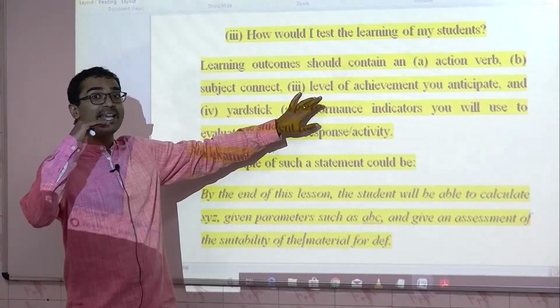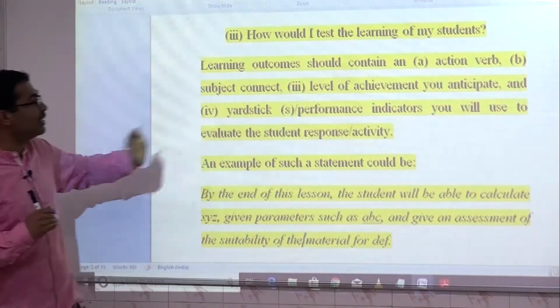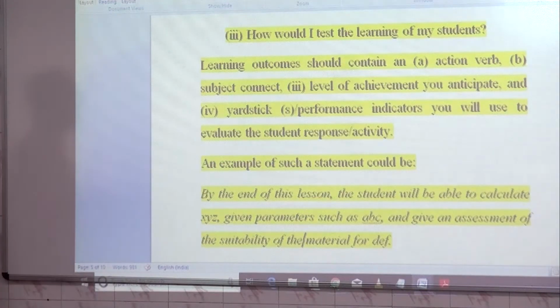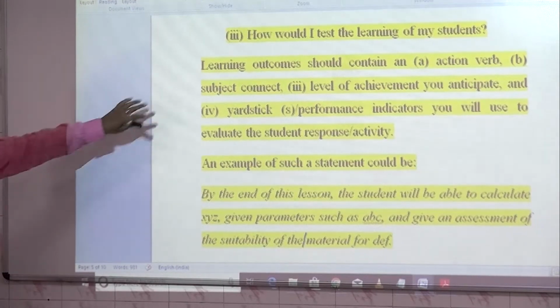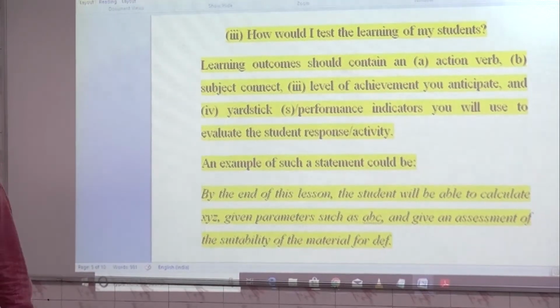You should also set the expectation from the student, the level of achievement you anticipate, along with the yardsticks that you will use to evaluate the student. This gives the students clarity regarding what is expected of them, and that is really the power of learning outcomes, and that is precisely why it should be used as a pedagogical tool in our classroom settings.